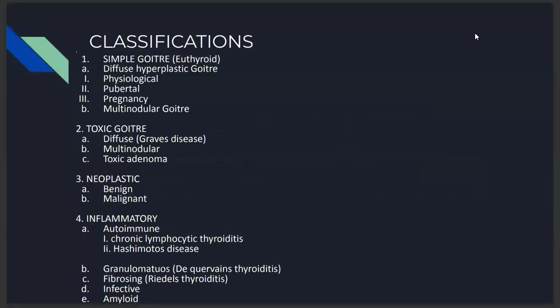Now, a goiter can be classified based on different criteria. We have a simple goiter, which is usually euthyroid. And under that simple goiter, it could be diffuse hyperplastic goiter or a multinodular goiter. It could be a toxic goiter, which is diffuse Graves' disease, a multinodular goiter, a toxic adenoma. A goiter could be neoplastic, being benign or malignant. It could be inflammatory, being autoimmune, granulomatous, fibrosing, infective, or amyloid.